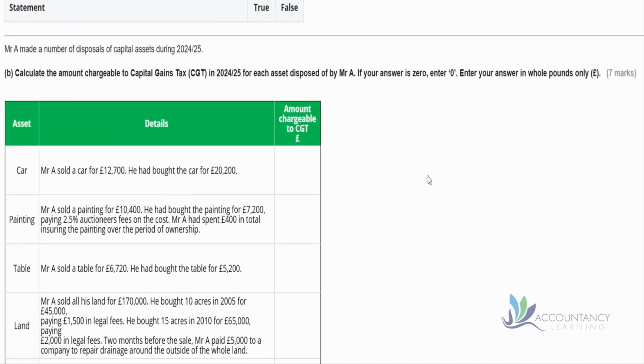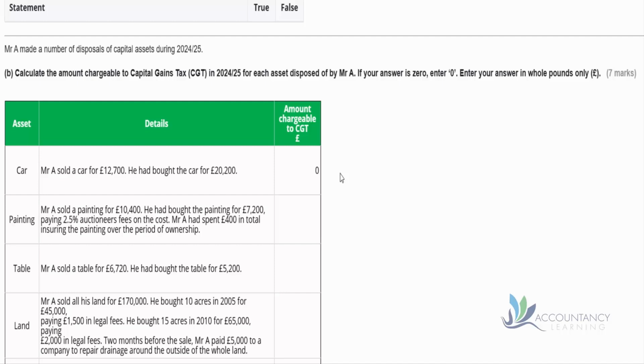Let's move on to the second part of the question. Mr. A made a number of disposals of capital assets during the 24-25 tax year. Calculate the amount chargeable to capital gains tax if the asset was disposed of by Mr. A. First of all, we have a car. Mr. A sold a car for $12,700. He bought the car for $20,200. So how much capital gains tax is chargeable on that? Well, that would be 0 because cars are exempt from capital gains tax.